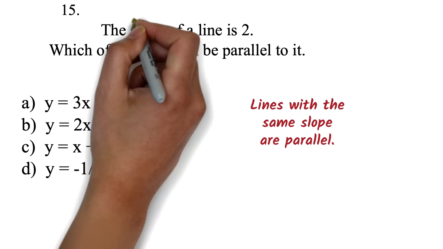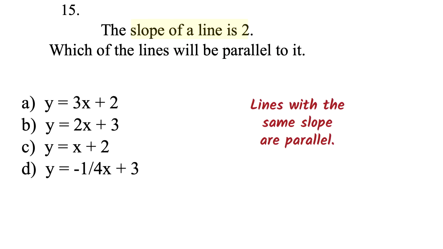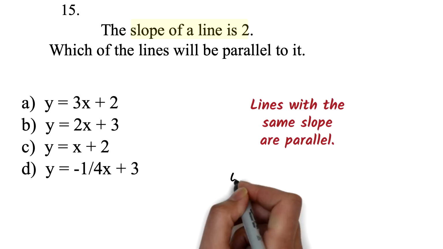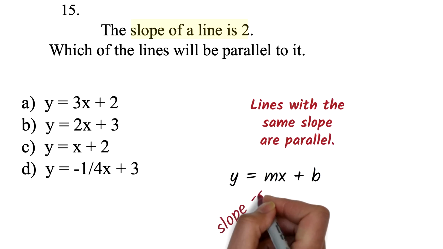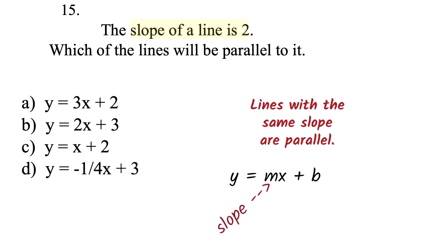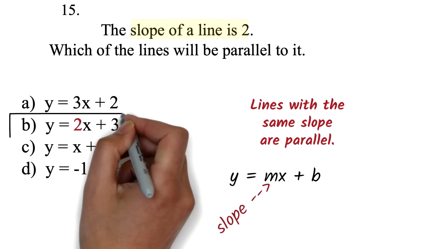Since the slope of the line is 2, we are basically looking for the answer which also has slope of 2. All the answers are in the slope-intercept form of the equation of a line. That is, y equals mx plus b. We know that in this form the coefficient of the x, or simply put what is with the x, is the slope. Choice B has the coefficient of the x to be 2. That means it has the same slope of 2 as the question. Therefore, it's parallel.